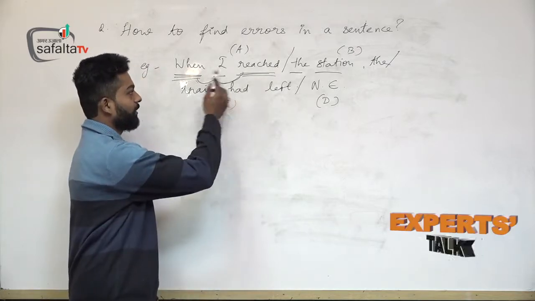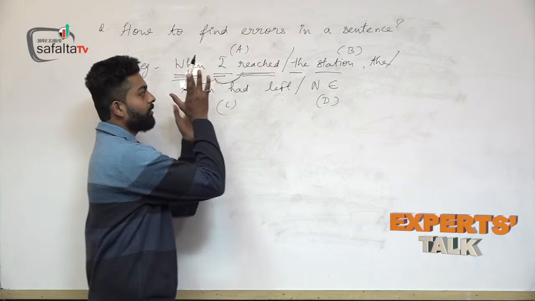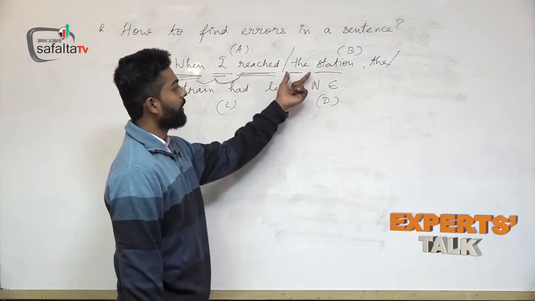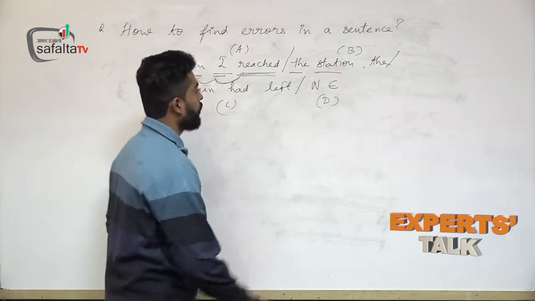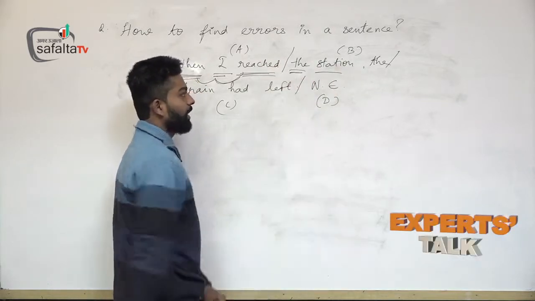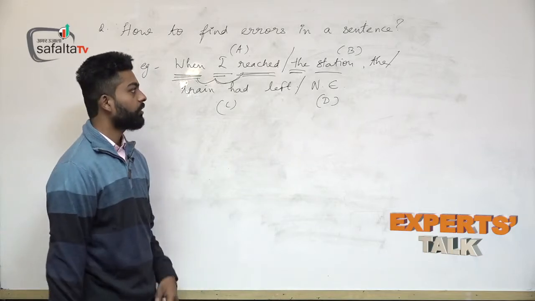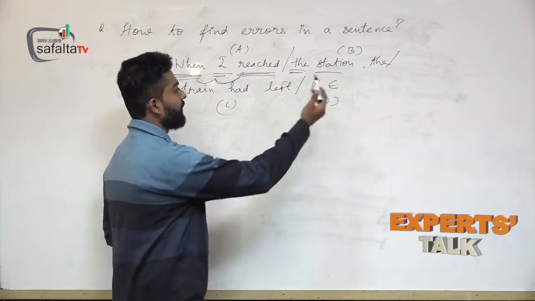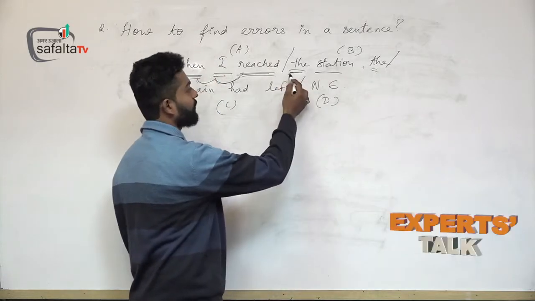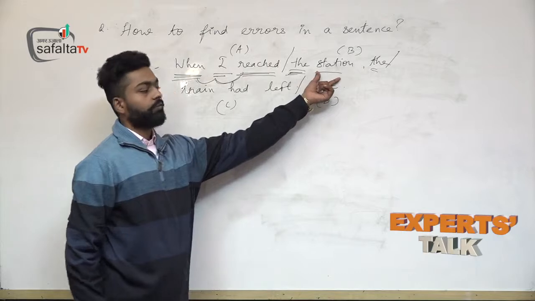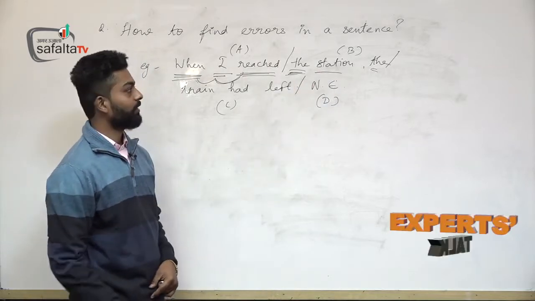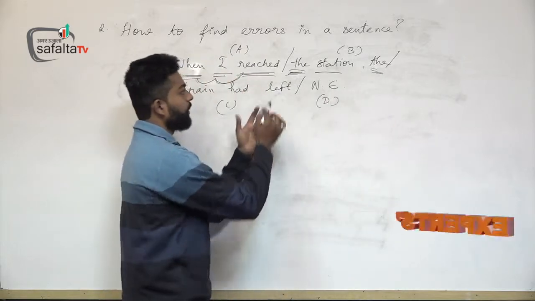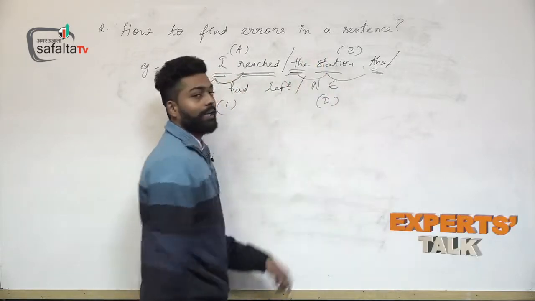If it is correct, there is no error in this part, then only move to the next part, the next option, that is B, the station. "The." Now the error might be of the article "the", or the error might be of "station" or "stations" or the next article. So see whether this "the" is correctly used with this word or not. If it is correctly used, then move to the next word. You have to see word by word whether there is any error.